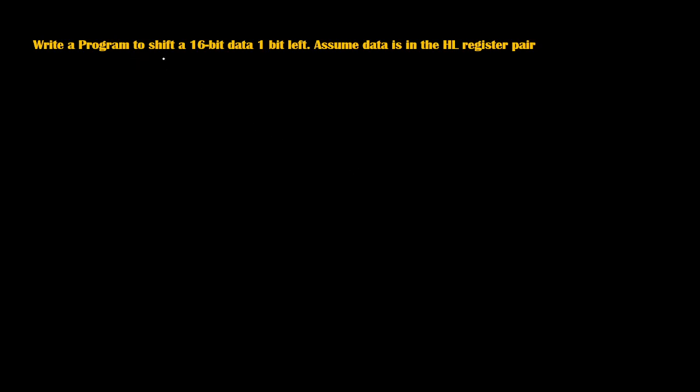Our program is to write a program to shift 16-bit data 1 bit left. For that what will we do? We will add this given 16-bit number into the same 16-bit number. It is written that, assume that data is in HL pair. So, let's assume that HL is 2575H. The 16-bit data will become 2 is 0010, 5 is 0101, 7 is 0111, 5 is 0101. Now we will add the same number into the same number.